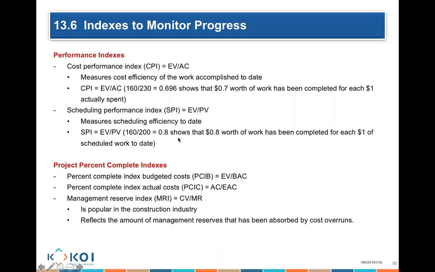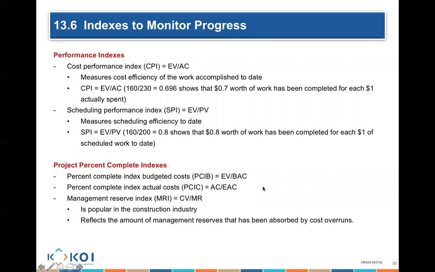So an SPI of 0.8 means for every $1 I'm spending on schedule, I'm only doing 0.8 worth of the scheduled work that I was supposed to complete. So I am again behind schedule because I am not at 1. I'm not doing equally what I'm supposed to have done for the $1 that I'm spending.